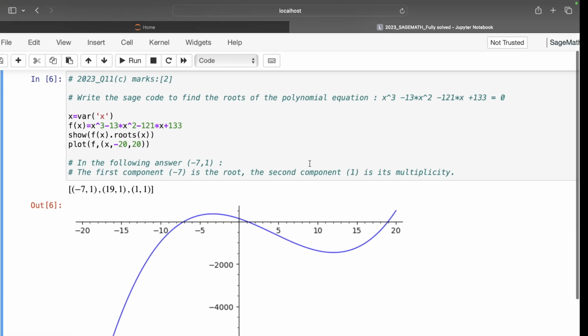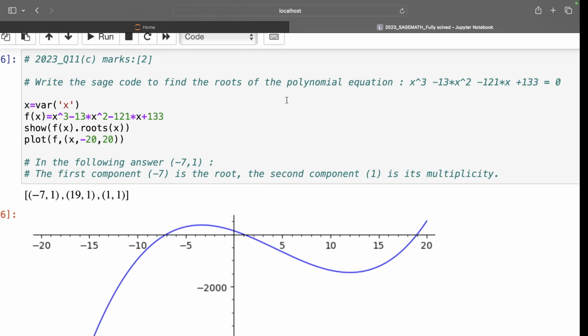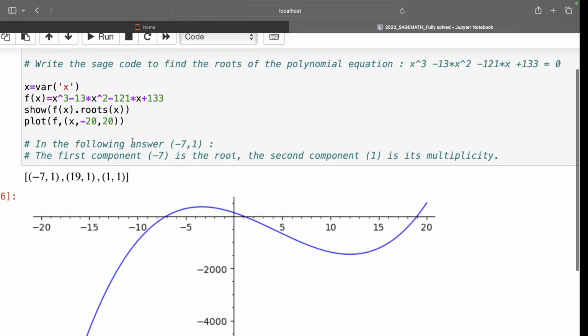Next, 11c. Write the Sage code to find the roots of the polynomial equation x cube minus 13x square minus 121x plus 133 equal to 0. x is the variable x, fx equals x cube minus 13x square minus 121x plus 133. So fx dot roots x. Plot f, comma, x from minus 20 to 20.